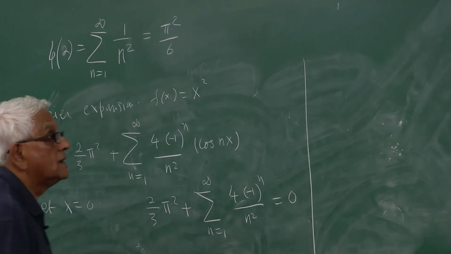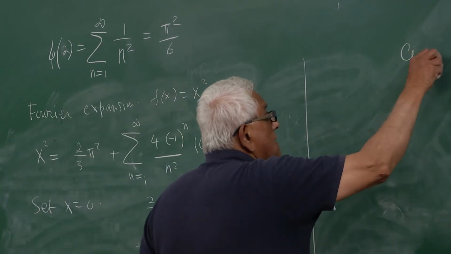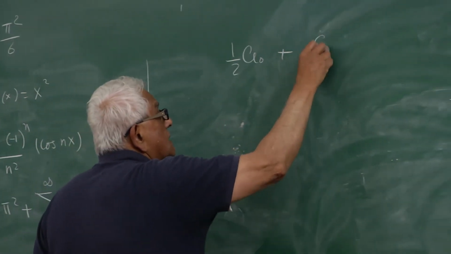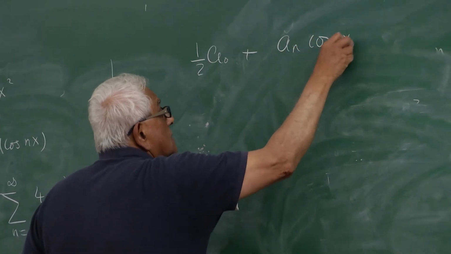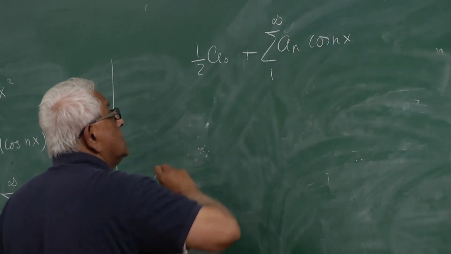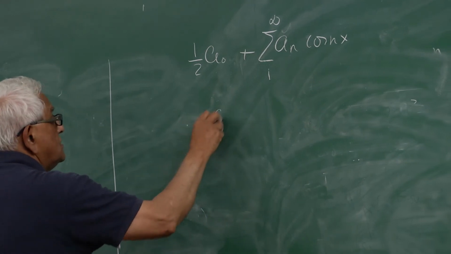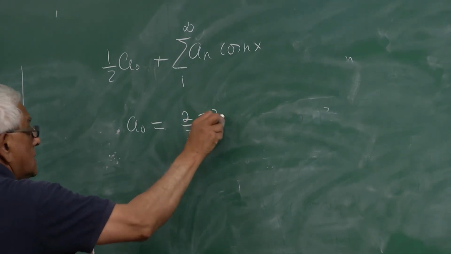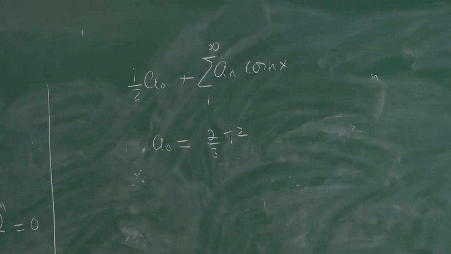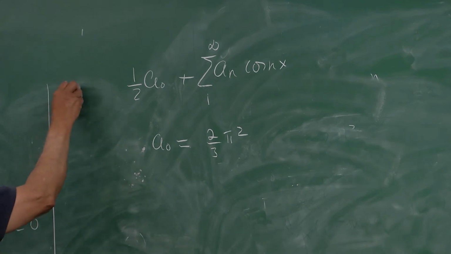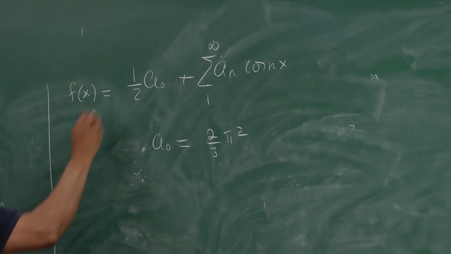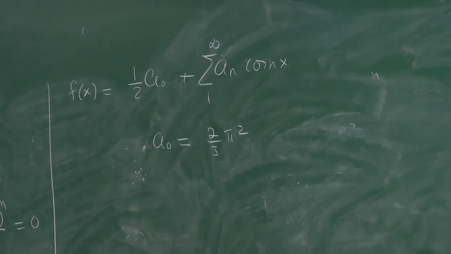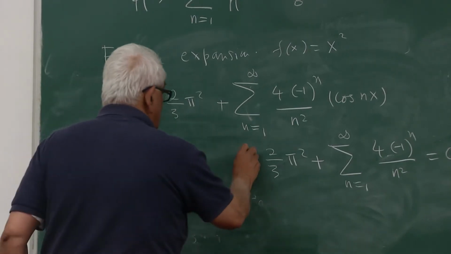Sorry, the a0 which I had, right, there was half a0 plus an cos nx, summation 1 to infinity. So what I found was A0 is equal to 2/3 pi squared, but in the Fourier expansion there was a half. So this should be this multiplied by half.